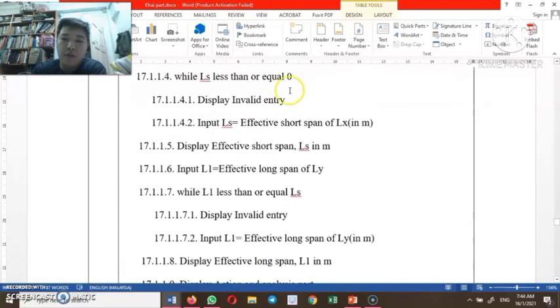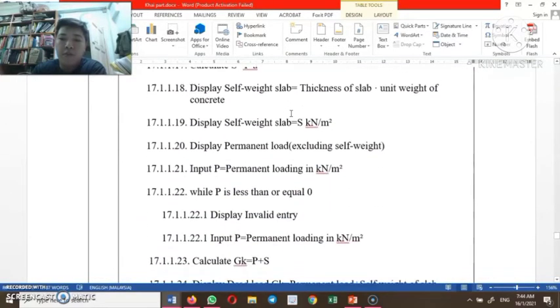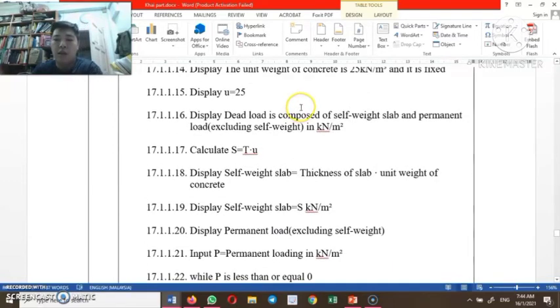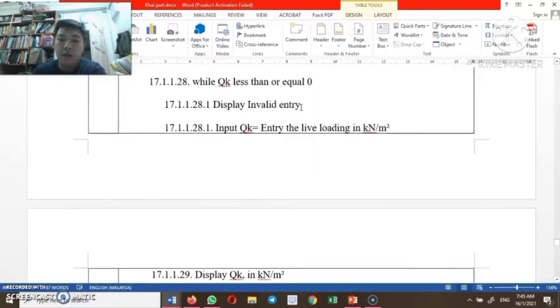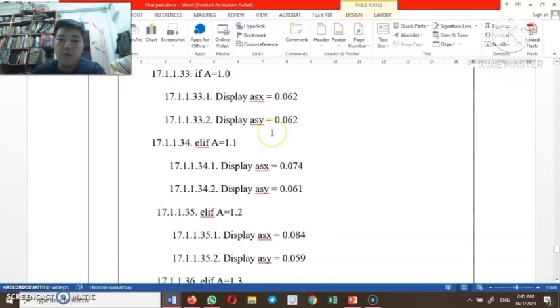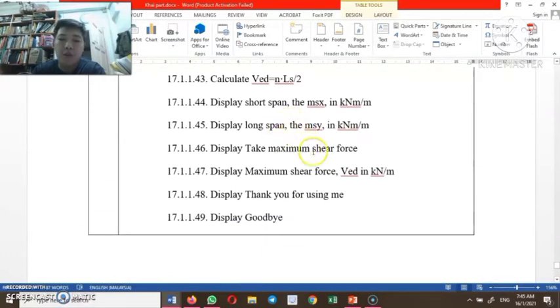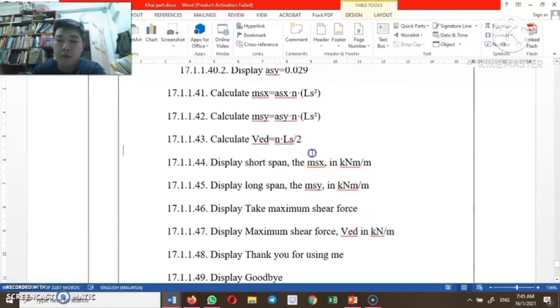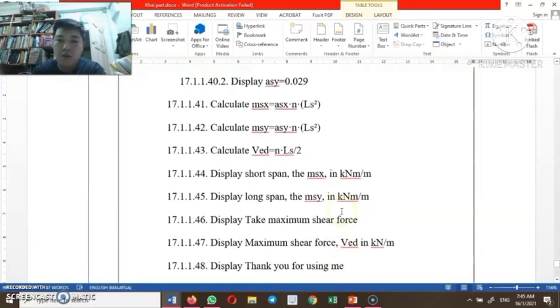After typing in the effective length, we type in the thickness as usual. Okay, and we find the n, and the Gk and Qk to add on the design action. After that, we can proceed to find the bending moment and the shear force. So as you can see, this is the shear force formula, and this is the moment formula. So it will display after you find it.